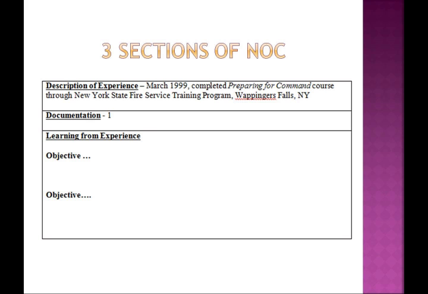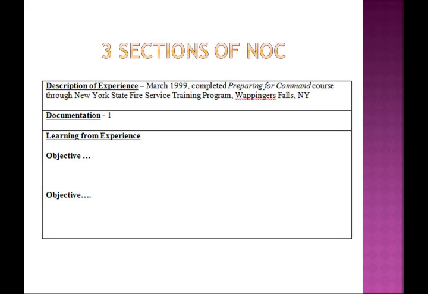Now, the narrative of competencies is divided into 3 sections, as shown on the screen. The top one is the description of experience. The second one is documentation. And the third one is learning from experience. Now, the description of experience, the very top one, is the what, the where, and the when.